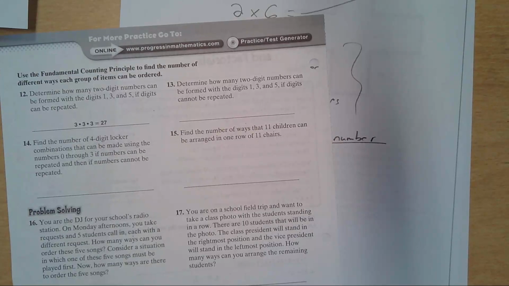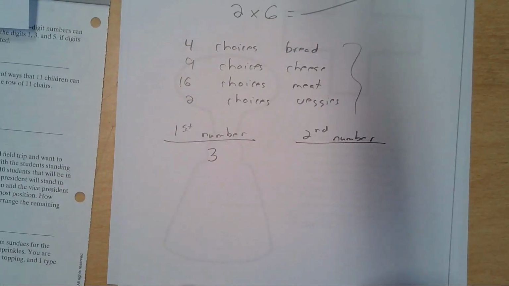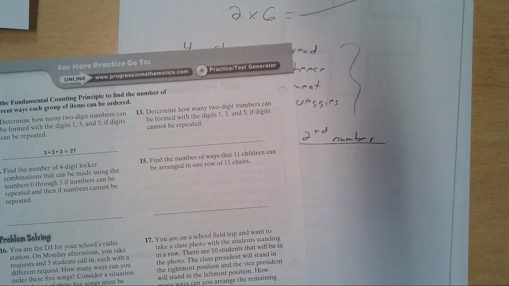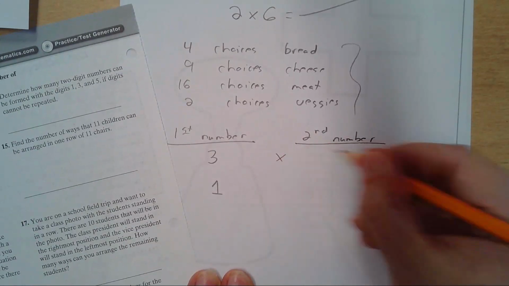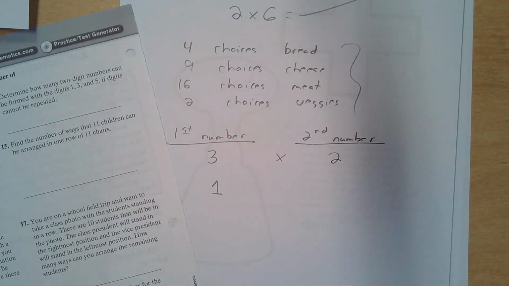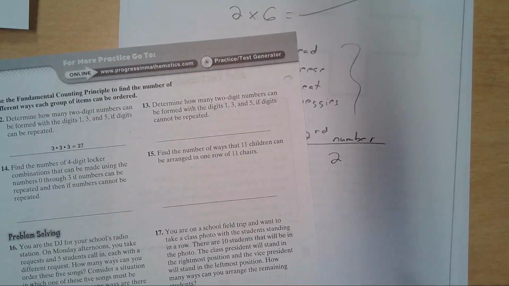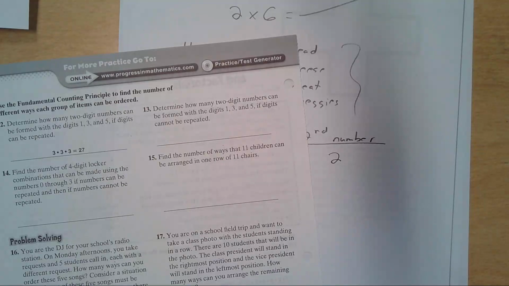It says it's a 2-digit number, right? Let's just say the first digit's a 1. So the second digit, what could it be? A 3 or a 5. So how many choices do I have for that second digit? I got 2, because I can't repeat the digit. If the first digit's a 1, the second digit can't be a 1. It could be a 3 or a 5. If the first digit's a 5, the second digit can be a 1 or a 3, but it can't be a 5 because I'm not repeating.